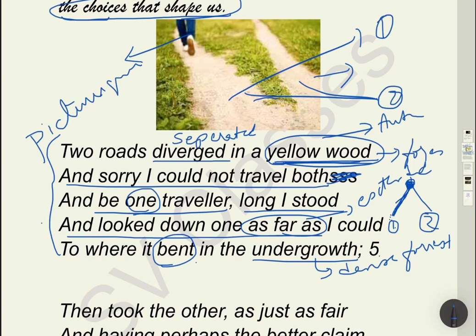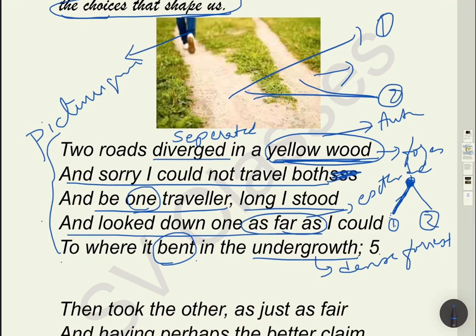So in the very first stanza, a situation has been created where the poet is in the middle of the forest and he has two choices and he is quite confused about which one he should select. Now let us read the second stanza.